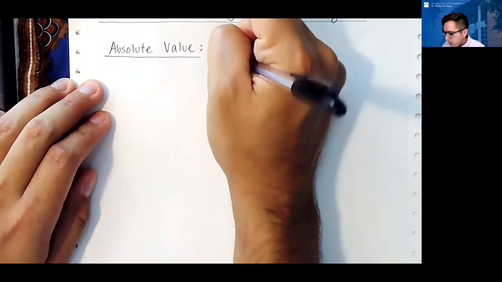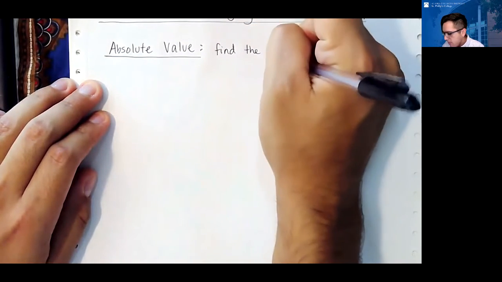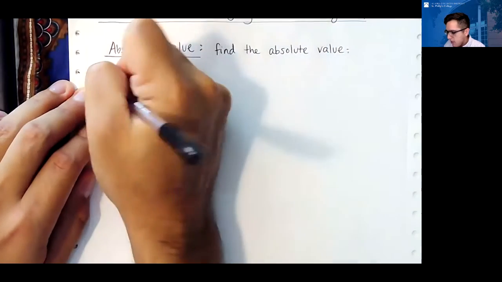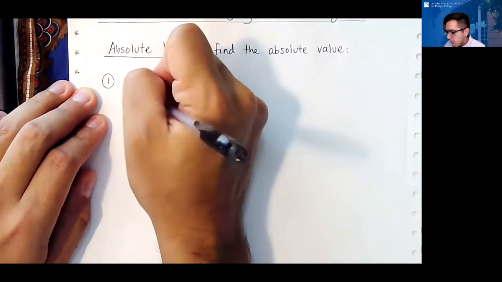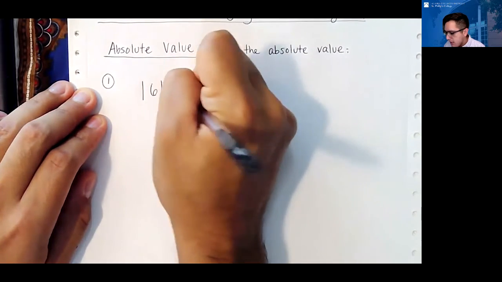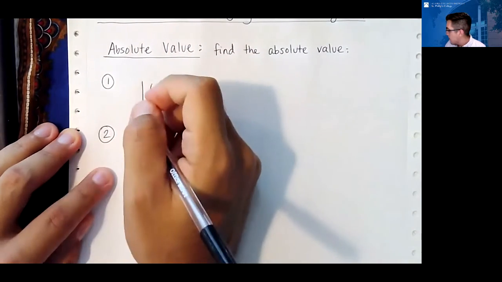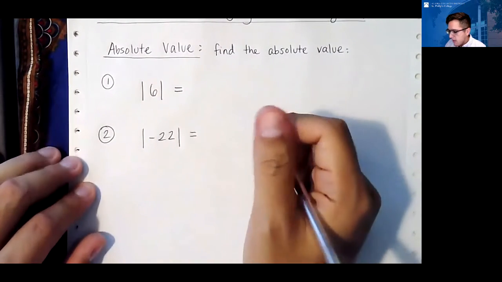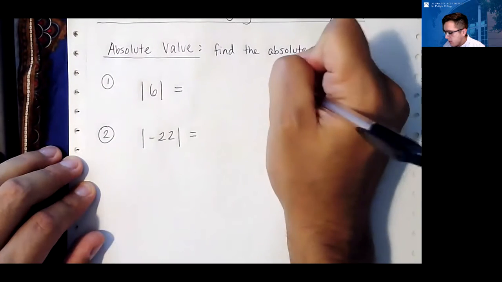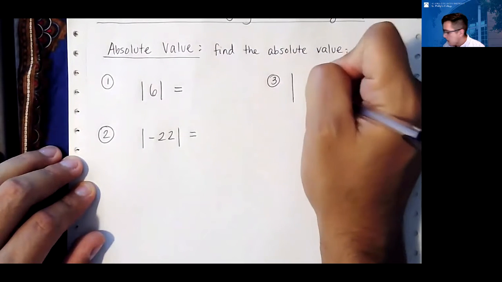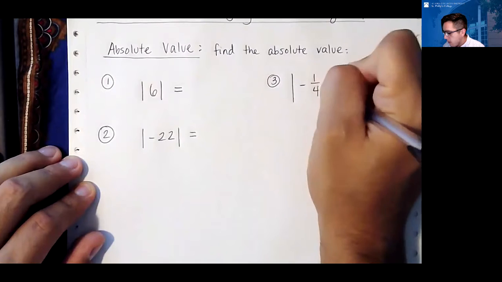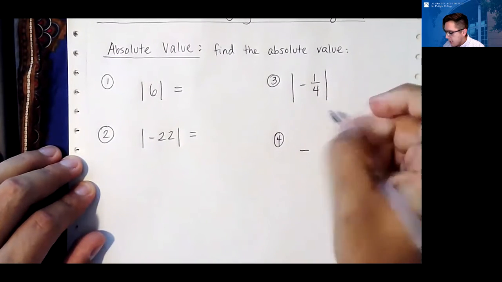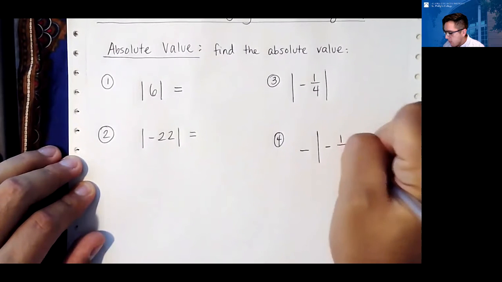So what I'm going to ask you to do is find the absolute value of the given expressions. The first one is find the absolute value of 6. The next one is the absolute value of -22. Then we want to find the absolute value of -1/4. And finally, find the negative absolute value of -1/4.